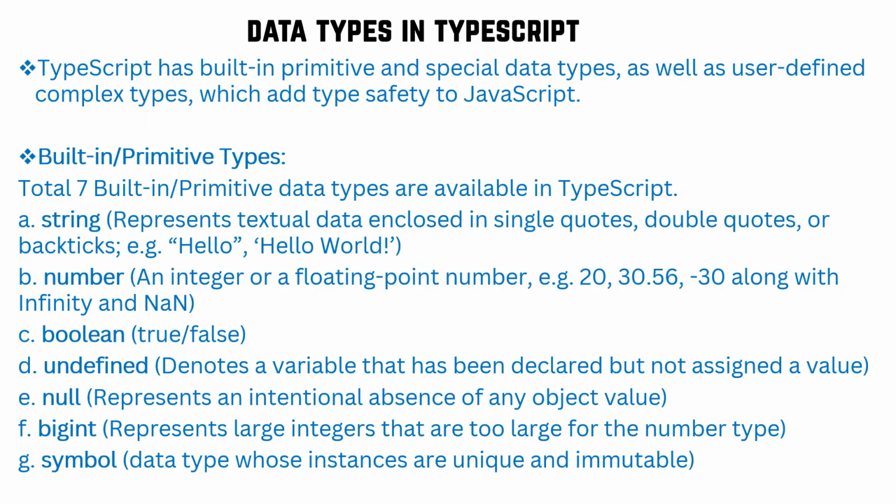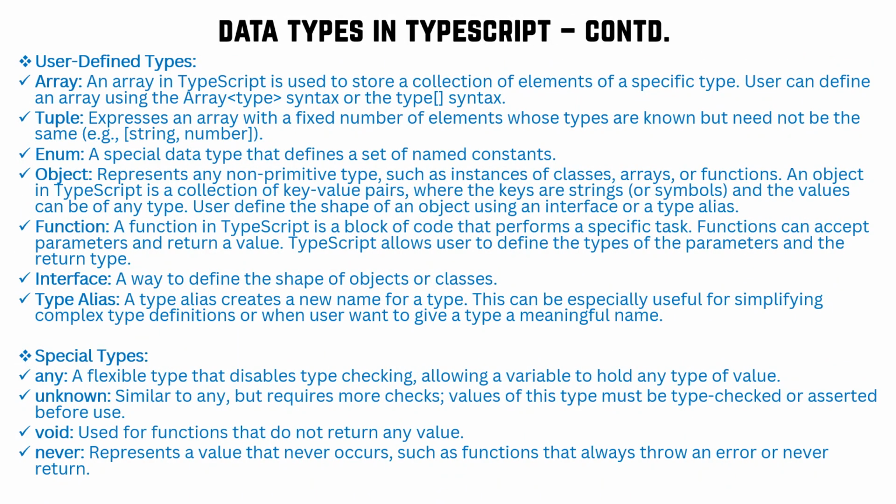We're discussing all these seven data types today, and then we'll see the other data types, called special data types or user-defined types. Those will be discussed tomorrow, but I'll cover them at a high level today. There are primarily four special data types: any, unknown, void, never. Any means it might contain string, number, anything. It is a flexible type that disables type checking, allowing a variable to hold any type of value.